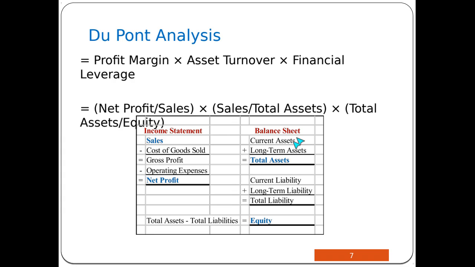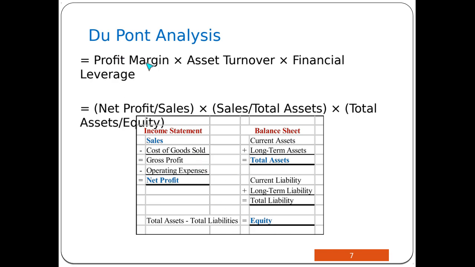For the balance sheet, we have 3 sections: assets, liabilities, and equity. So we have current assets plus long-term assets. It gives us total assets. And we have current liabilities plus long-term liabilities. It gives us the total liability. And then we have total assets minus total liabilities. It gives us equity. So now we have in blue and bold-faced all the items that we need for our formula.